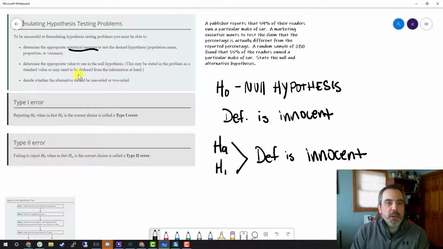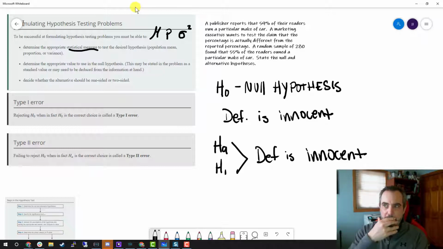Are you talking about population mean? Are you talking about a proportion? Are you referring to the variance or the standard deviation? Whatever that population measure is, has to be accurately stated. And then the appropriate value in the null hypothesis. The final thing is whether it should be one-sided or two-sided.